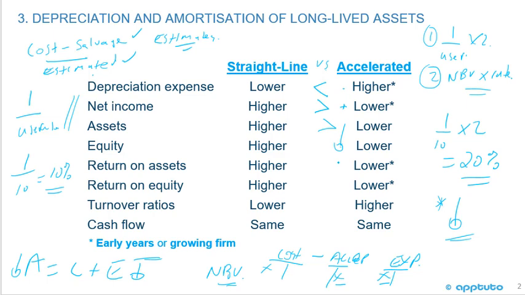So the return on assets and return on equity, that's easy to understand. As goes our income, so goes our return calculations. The star there is just reminding you that that's in the early years. Our turnover ratios, remember what our turnover ratios are? It's sales over assets. If our assets are higher, then we're going to have a lower turnover ratio. If our assets are lower, we're going to have a higher turnover ratio. And with regards to the cash flow, that's important. Remember, depreciation expense is a non-cash item, so our cash flow is exactly the same.